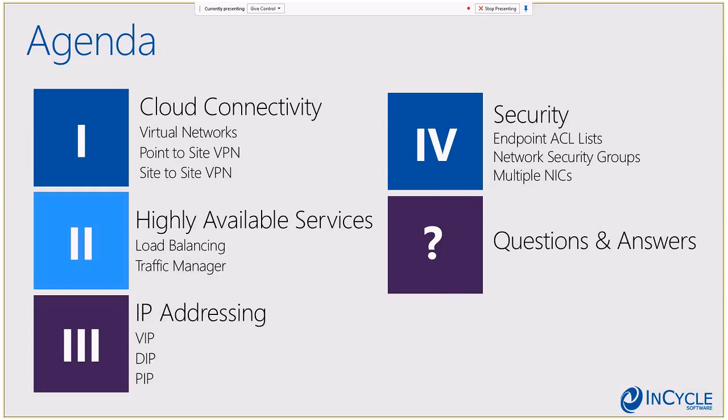The first topic we're going to cover is cloud connectivity. How do my customers, or how do you, connect to Azure services? That connectivity model is going to be either Azure Virtual Networks, and then once that network's set up, connecting using point-to-site VPNs, site-to-site VPNs, and we'll also cover some details around ExpressRoute.